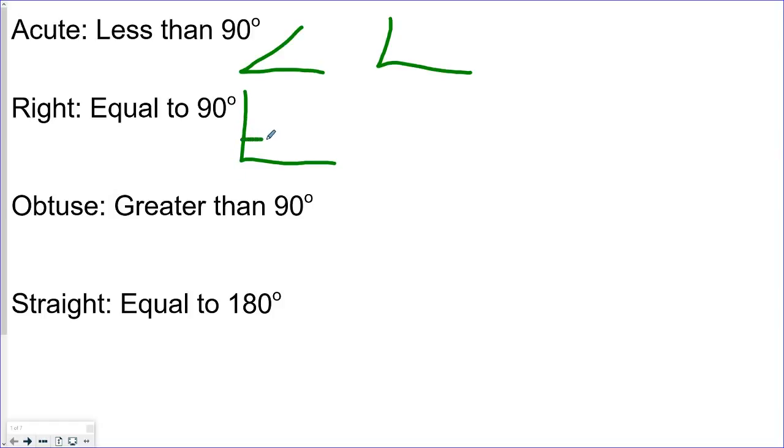Right angles are equal to 90, so they make a sort of boxed corner shape, and they're usually designated by a right angle box. So when you see this little symbol right here, that means that that angle is going to be exactly 90 because it's a right angle. So they usually identify right angles with certain markings.